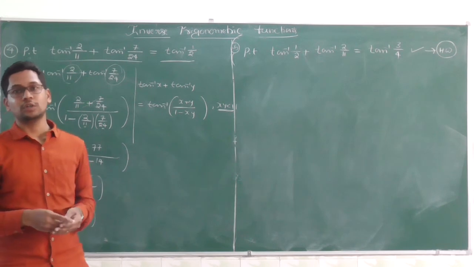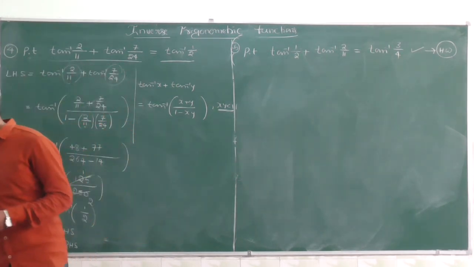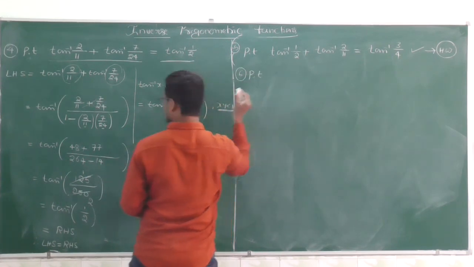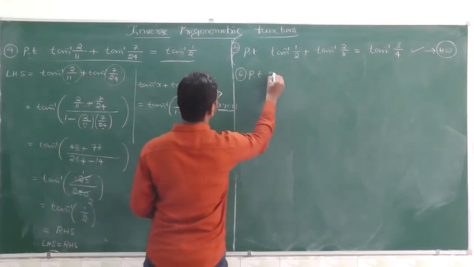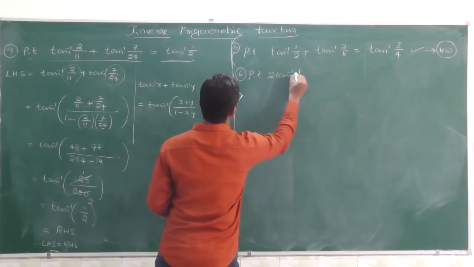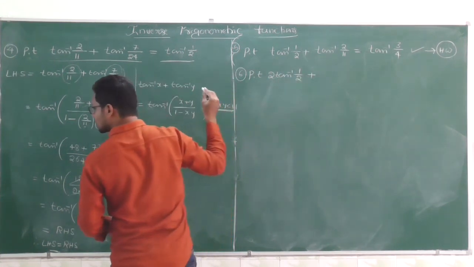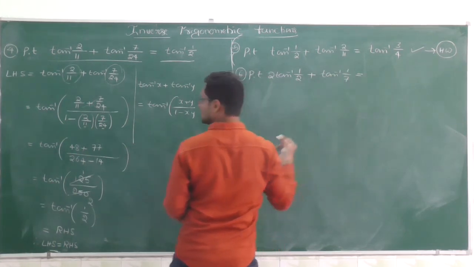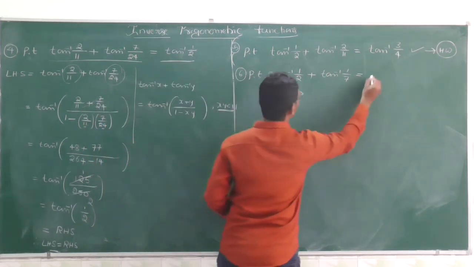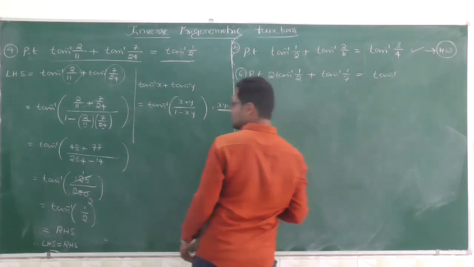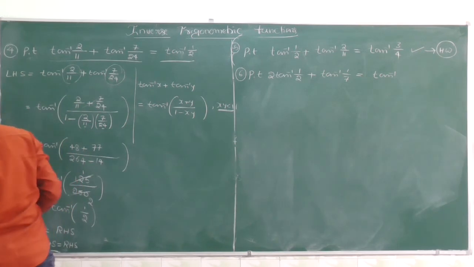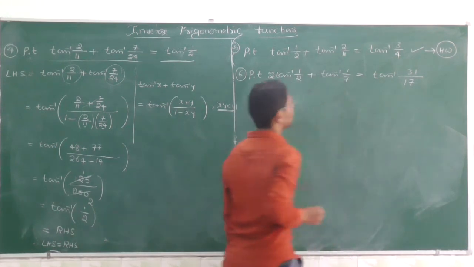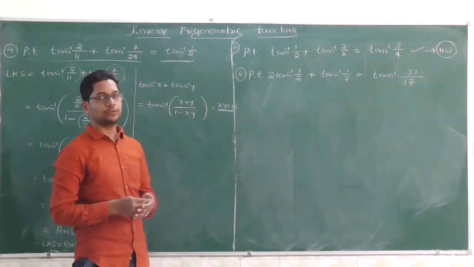So we will do one more problem. Kindly note down. Prove that 2 tan inverse 1 by 2 plus tan inverse of 1 by 7 equals tan inverse of 31 by 17. So this is the problem we have to prove.